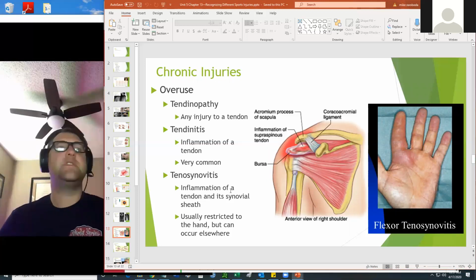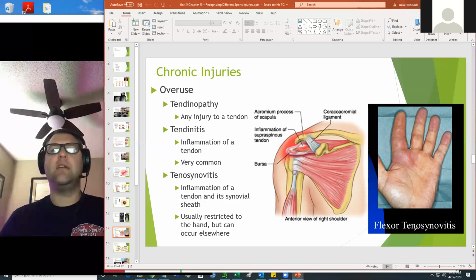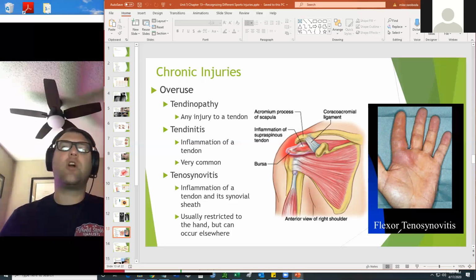If you have tenosynovitis, this means that you have inflammation of the tendon and its underlying sheath. So not just the tendon is inflamed, but everything underneath it. Usually you're only going to see tenosynovitis in your hand. This is more common in people that have rheumatoid arthritis.